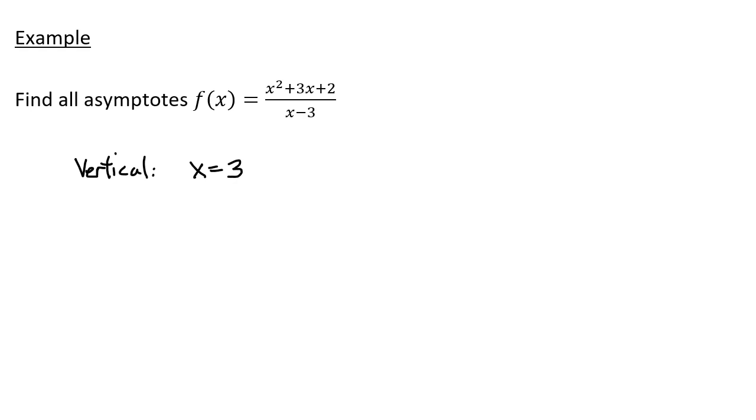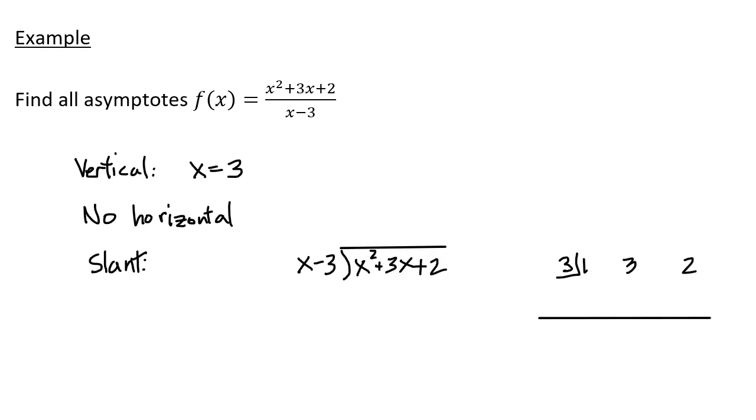Next, I'll consider horizontal. There are no horizontal asymptotes because the degree of the numerator is more than the degree of the denominator. There is a slant asymptote. The degree of the numerator is 1 more than the degree of the denominator. So the way to find my slant asymptote is I have to divide the denominator into the numerator. Now I can do this using long division, or I can do this using synthetic division. Synthetic division is faster, so I'm going to use that.